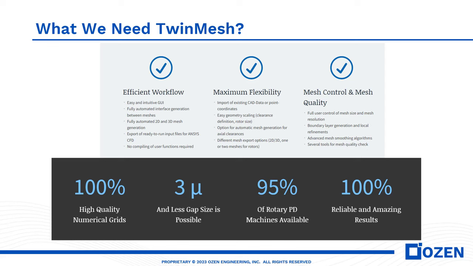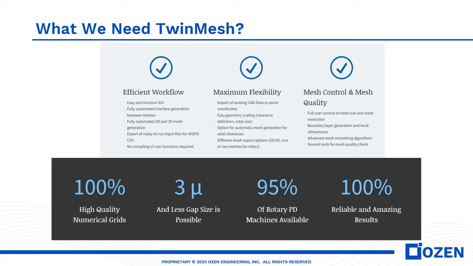There are many benefits of using TwinMesh, such as an efficient workflow, maximum flexibility, as well as mesh control and quality. One of the important features is that the interface between the meshes is fully automatically generated for 2D or 3D structures. After the mesh generation, ready-to-run input files can be exported very easily to ANSYS CFD. The other important feature of TwinMesh is easy geometry scaling.